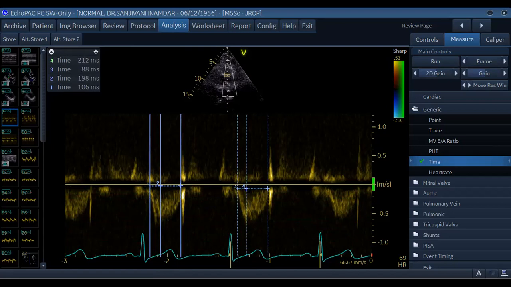The importance of this acceleration and deceleration time is that in aortic stenosis, as I said, there will be a shorter acceleration time and long deceleration time, as shown over here. In hypertrophic obstructive cardiomyopathy, there will be a long acceleration time and shorter deceleration time. Sir, acceleration time means? Onset to peak of flow. Onset to peak of flow. Correct.